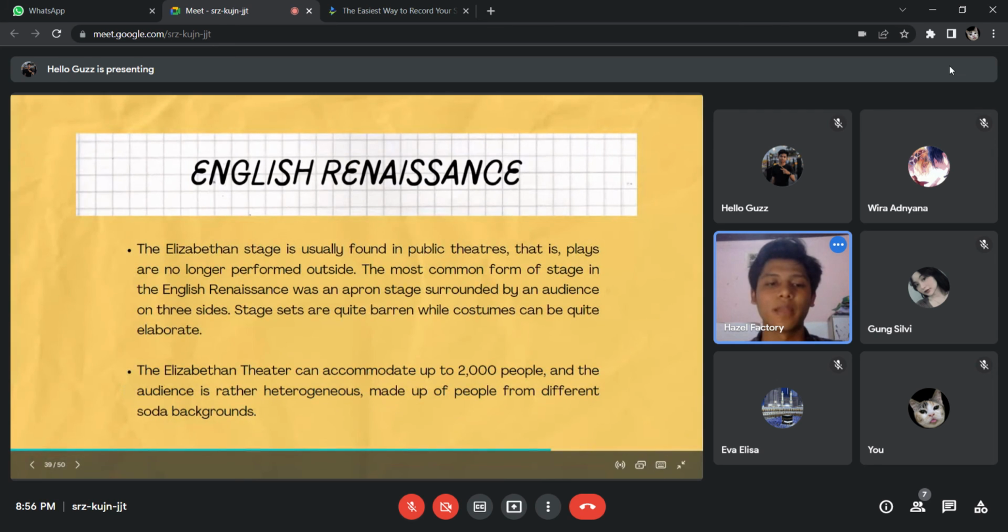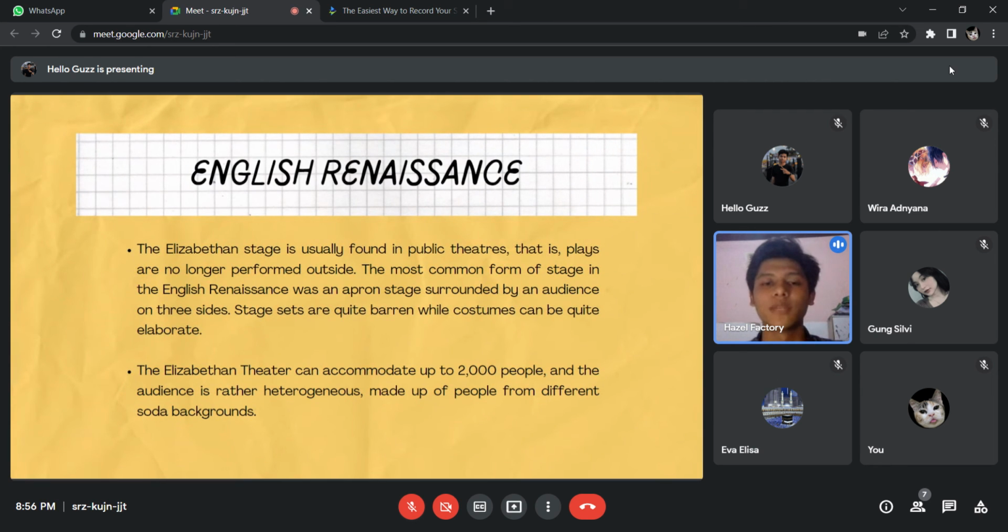English Renaissance. The Elizabethan stage is usually found in public theaters. That is, plays are no longer performed outside. The most common form of stage in the English Renaissance was an upfront stage surrounded by an audience on three sides. Stage sets are quite barren, while costume can be quite elaborate. The Elizabethan theater can accommodate up to 2,000 people, and the audience is rather heterogeneous, made up of people from different social backgrounds.